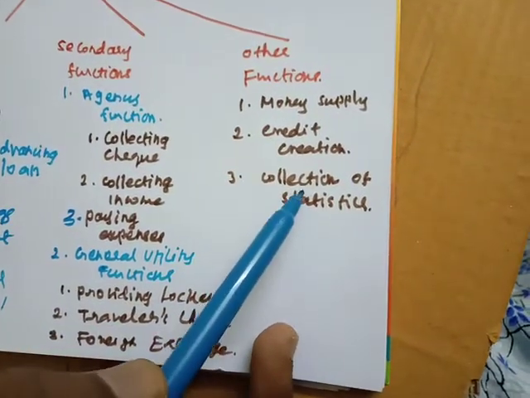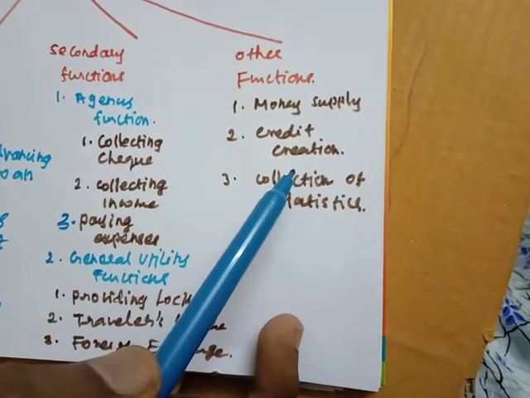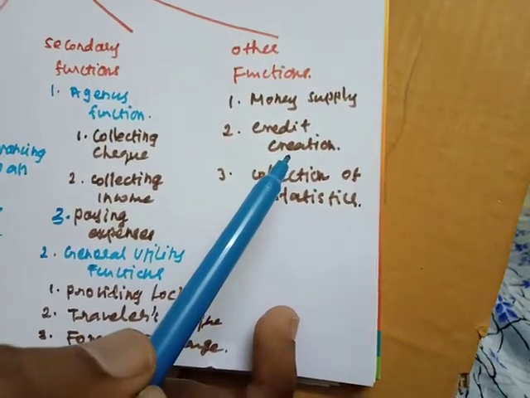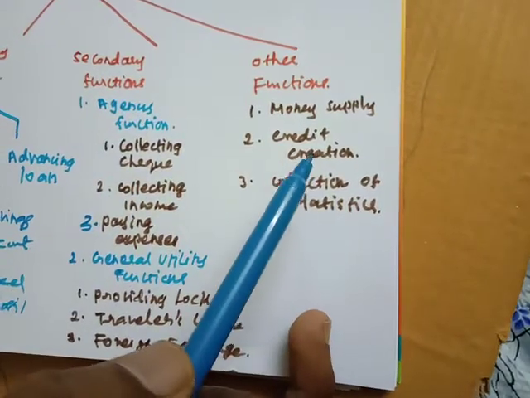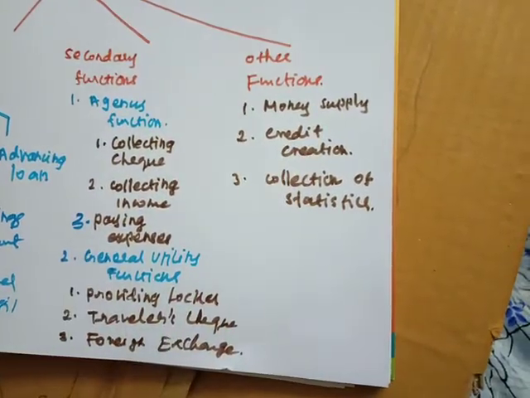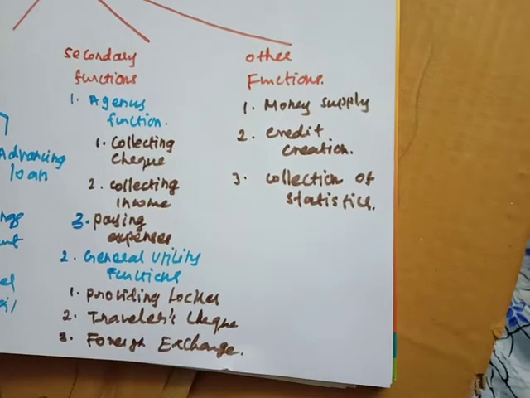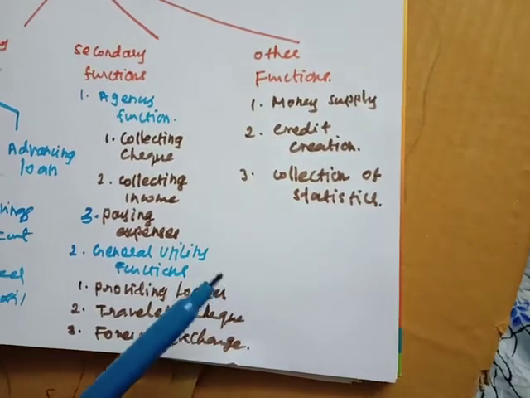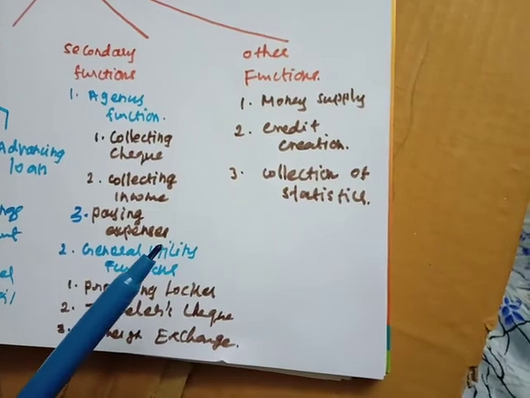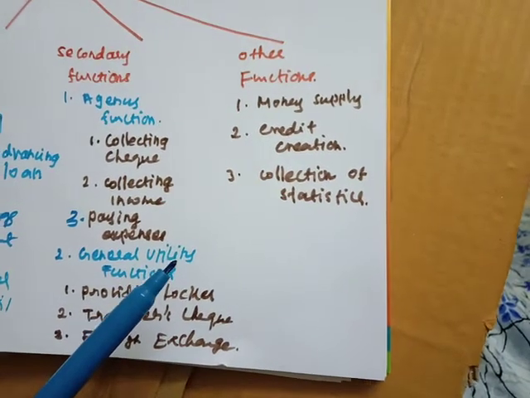And the third one is collection of statistics. Banks collect and publish the statistics relating to trade, commerce, industry. Hence, they advise the customers and the public authorities or Reserve Bank of India. The commercial bank acts as the collector of statistics.